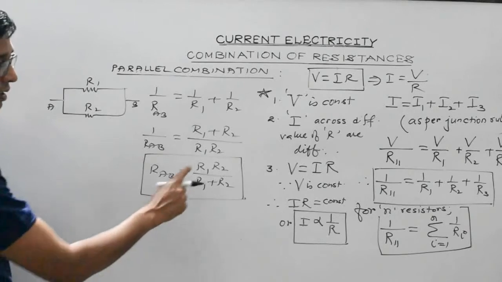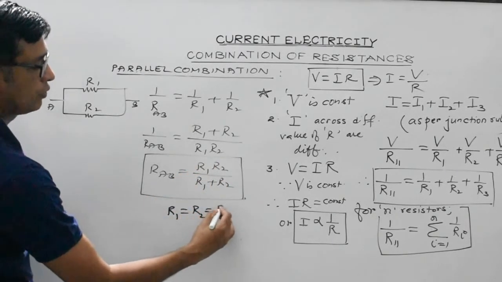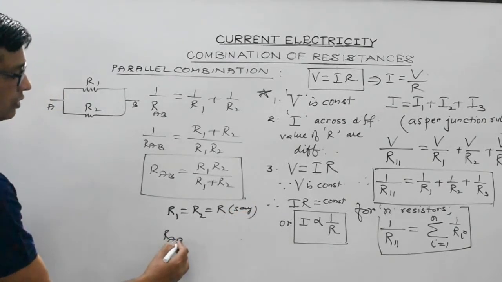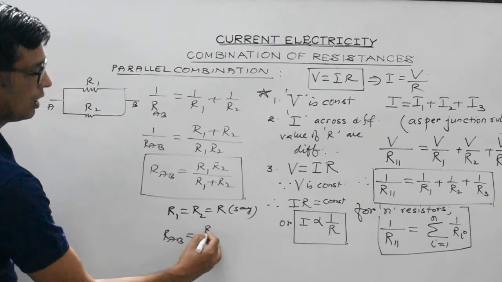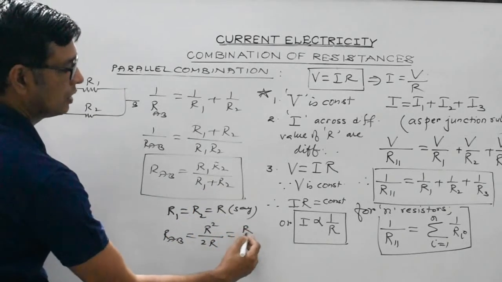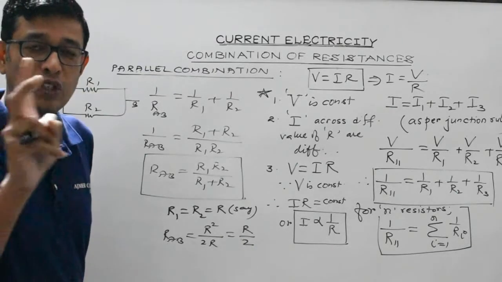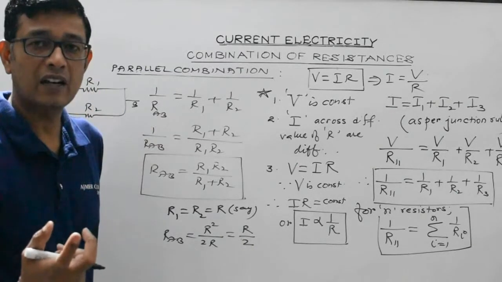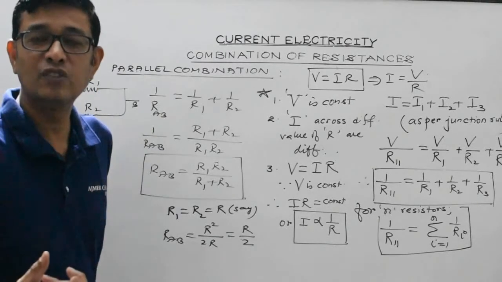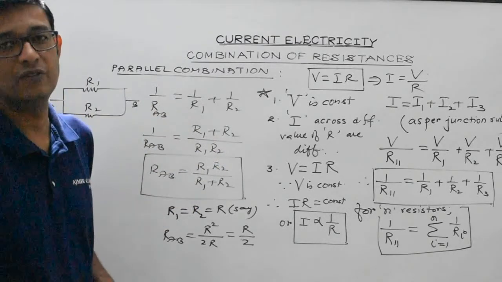Now always remember, if R1 is equal to R2 is equal to R, say, then substitute the value over here. So what do you get? R square divided by R plus R, which is 2R. So that will give us R by 2. So what I mean to say is that if the two resistors which are connected in parallel have the same value of resistance, then their equivalent parallel resistance will be equal to half of the given value.